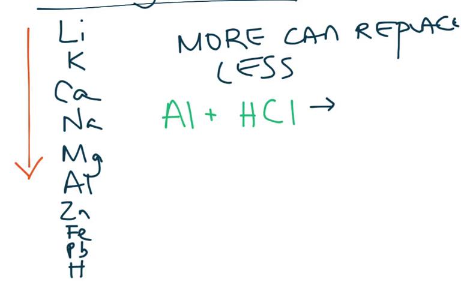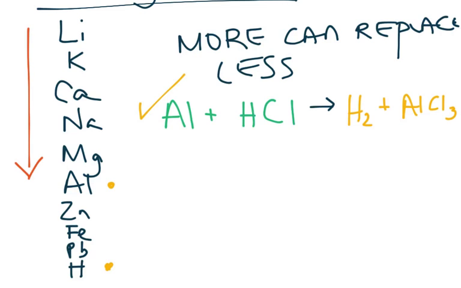So what we do is we find them on the list. There's my aluminum, there's my hydrogen. Since aluminum is higher on the list than hydrogen, it can take its place. So yes, this reaction can absolutely occur. Hydrogen would be flying solo, aluminum and chlorine would come together. And of course, you have to re-crisscross them, and then you would have to rebalance.